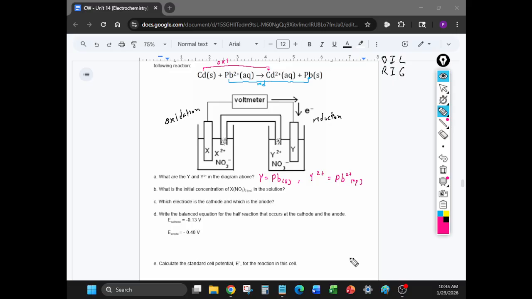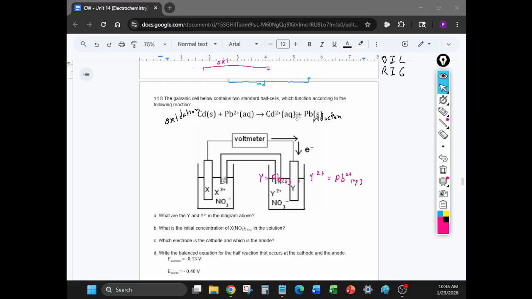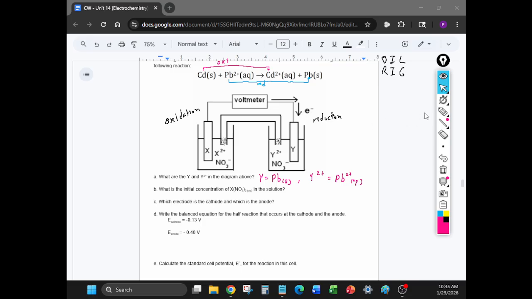All right, for part B, this one actually required you to do your reading. I didn't mention it in this video yet, but I'm going to tell you guys just the answer. What's the initial concentration of this in this solution? Well, if you take a look at this problem, it says it contains 2 standard cells, 2 standard half cells.